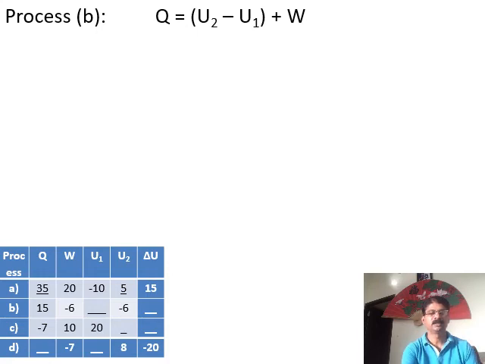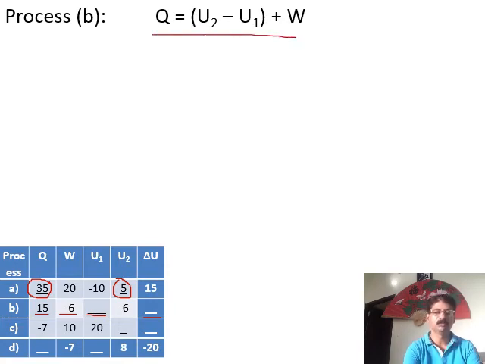Now let us consider the process B. So now here in this table, I already wrote the value of U2 and Q for the process A. Now here two unknowns are there, U1 and delta U. So now Q and W are known. So it is very easy because you can directly find out delta U. Once you know Q and W, use this expression Q is equal to U2 minus U1 plus W. So once again I repeat, here you can use the suffix 1 to 2, or without suffix also you can solve.